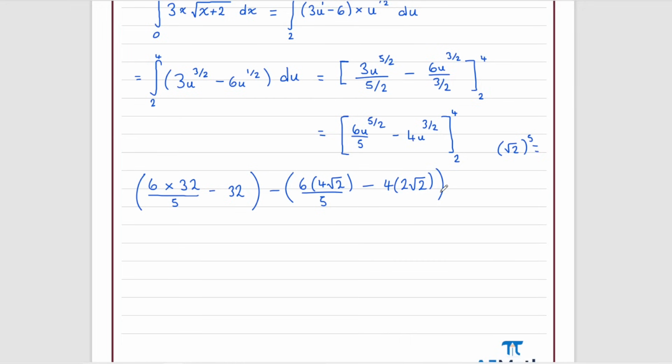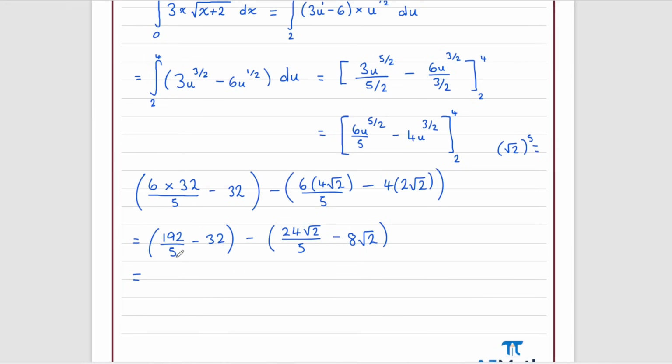Okay. So let's keep going here and simplifying. What have we got now? So 6 times 32, that's 192. So that's 192 over 5 minus 32. Okay, I'm simplifying as I go here. I've got 6 lots of 4 root 2, so that's 24 root 2 over 5. So minus 24 root 2 over 5 minus 8 root 2. Minus 8 root 2 there. I might be doing this in a slightly long way. It doesn't really matter. We should get to the final solution.